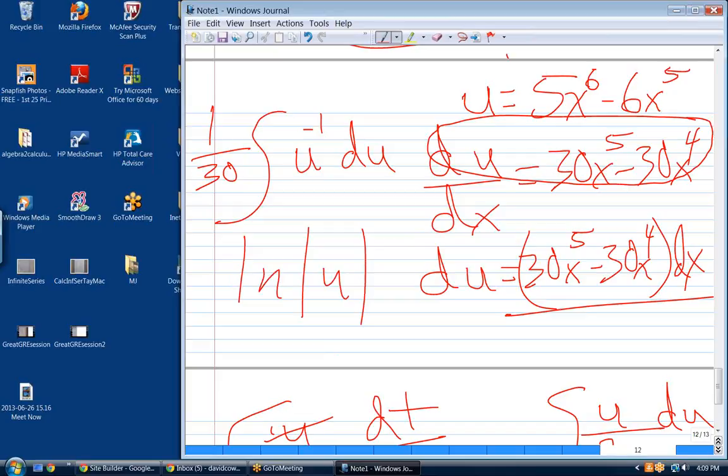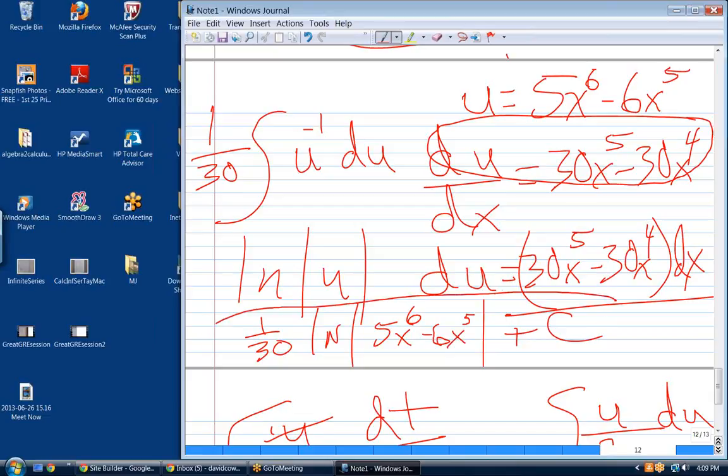Okay. So our final answer is going to be 1/30th natural log absolute value of 5x to the 6th minus 6x to the 5th plus c.